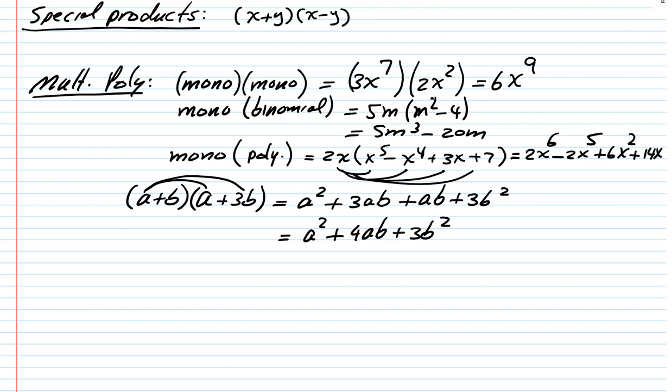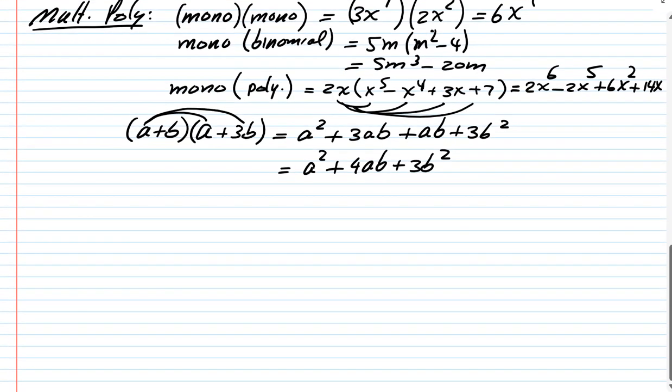So this is how you multiply a binomial times a binomial. What if I'm multiplying, let's say, x cubed minus 2 times x squared plus x plus 5? This time I'm doing a binomial times a trinomial. Again, we can extend what we just did.